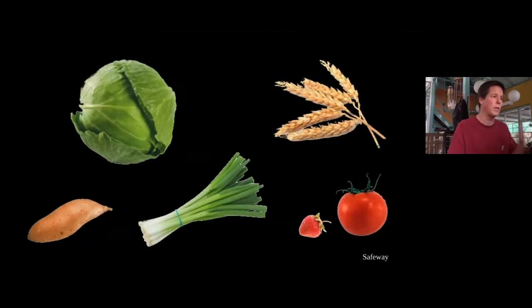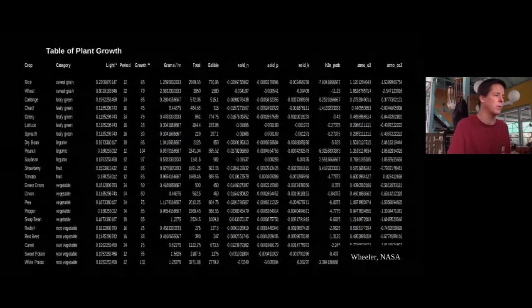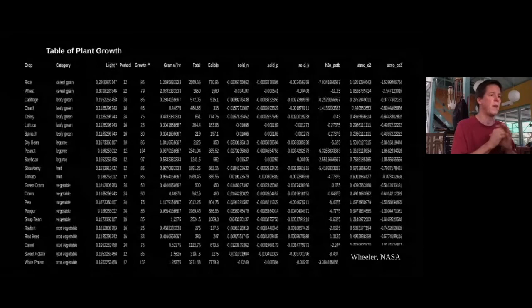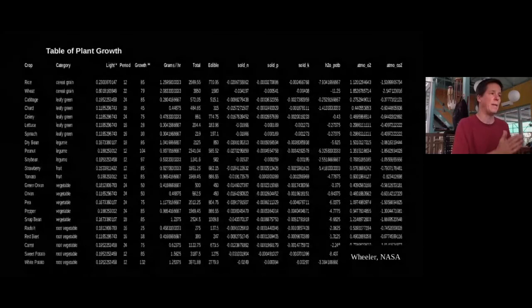Now, I know this text is really small, so lean into your computer a bit. These are all of the plants that we currently have in CMOC. These are actually in the model, again, from Ray Wheeler at NASA. And you can see that this is a really, really finely tuned understanding of how these plants grow: rice, wheat, cabbage, chard, celery. And we're looking at their growth rate on average in grams per hour. And then when they're finished growing for the total number of days, which is the growth period, we have the total amount of mass and then the amount of edible and inedible biomass. And we've been tracking nitrogen, phosphorus, potassium, potable water, atmospheric oxygen, atmospheric CO2. All of this is in the model.